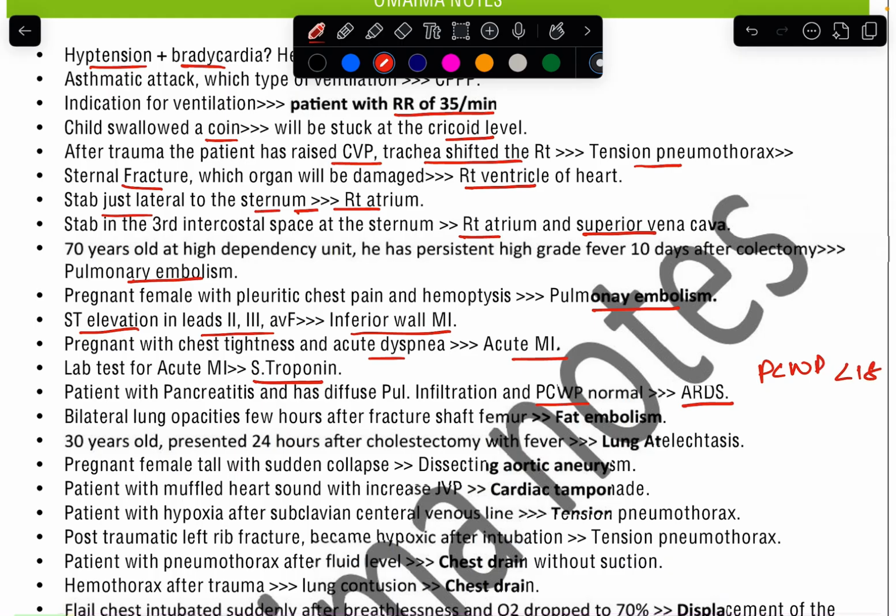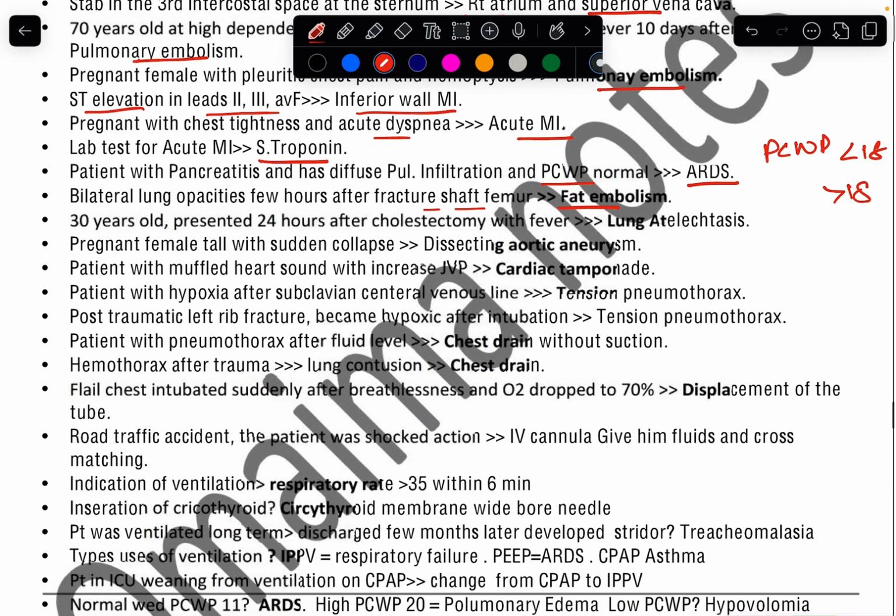When PCWP is less than 18, it is ARDS; more than 18, it is a cardiac cause. Bilateral lung opacity or fracture femur: fat embolism. 30 years old, 24 hours after cholecystectomy, fever: lung atelectasis. Pregnant patient, sudden collapse: dissecting aneurysm. Patient with muffled heart sounds: cardiac tamponade. Patient with hypoxia and subclavian central venous line.